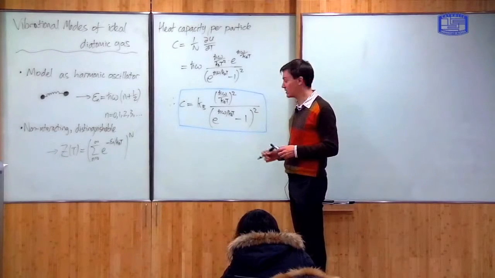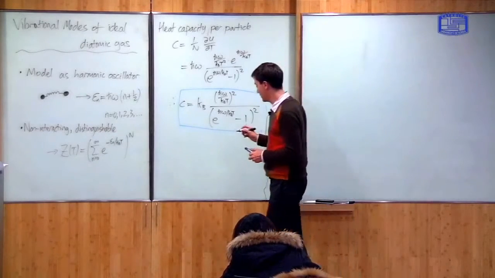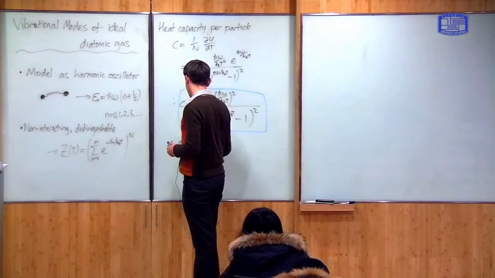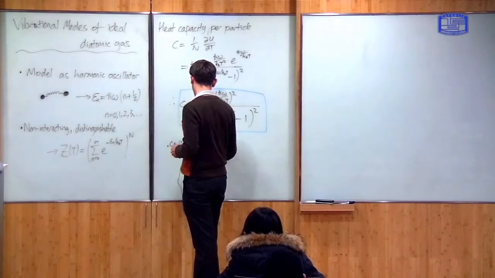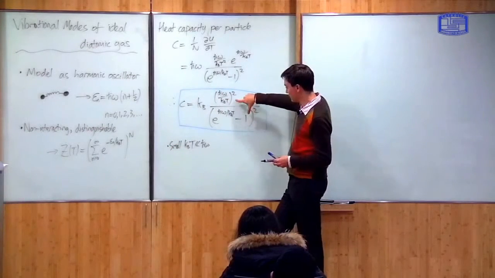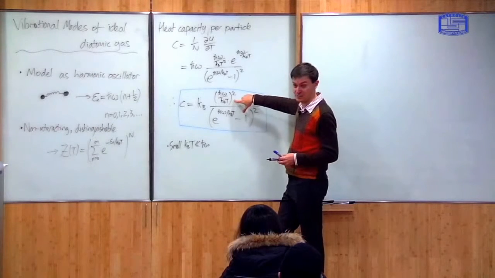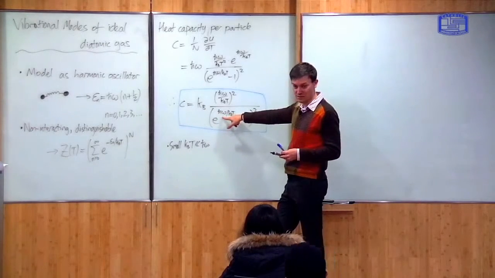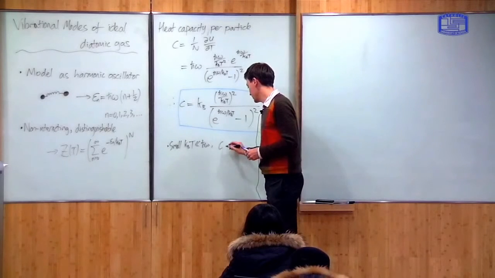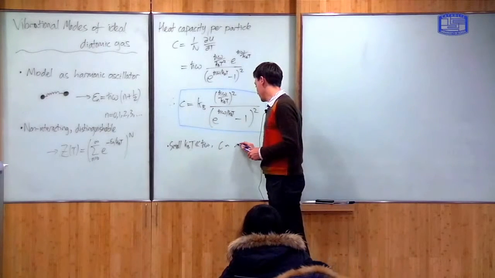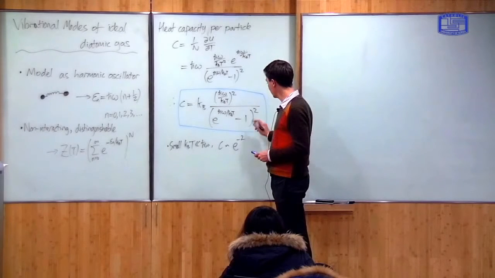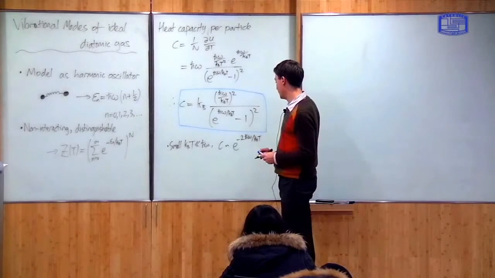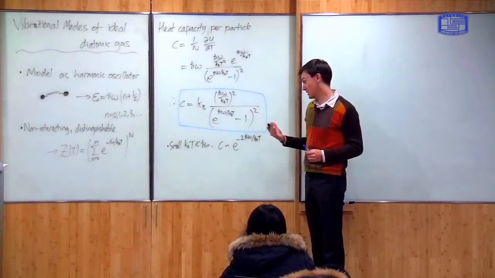Okay, so what does this function look like? Well, first of all, if T is small, in other words, if kBT is much less than h bar omega, that means that this term, h bar omega over T, is very big. This is a big number, but on the bottom I've got the exponential of the big number, so this term wins. Therefore the heat capacity is exponentially suppressed. It goes like e to the minus 2, because of the squared here, h bar omega over kBT. So it's suppressed exponentially.